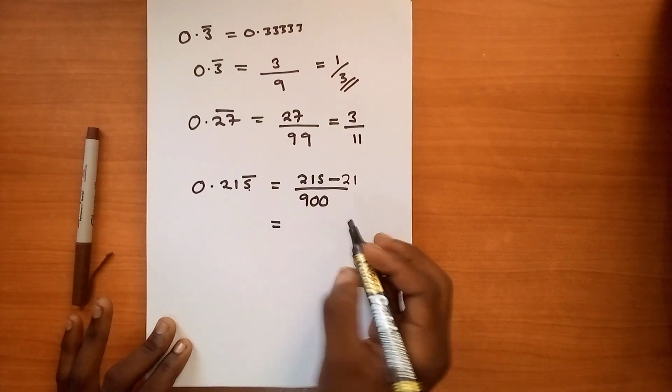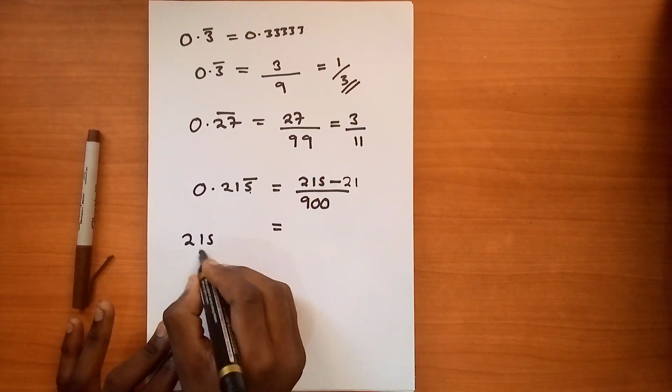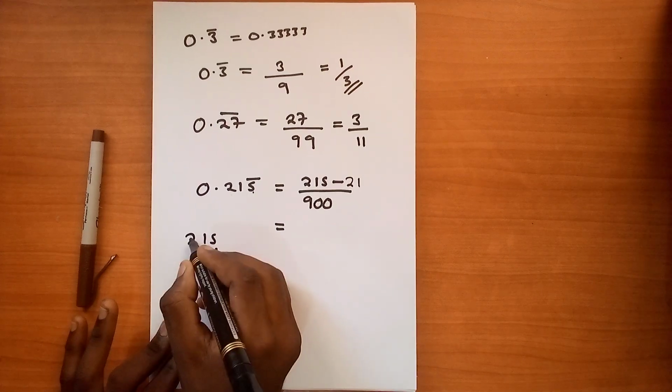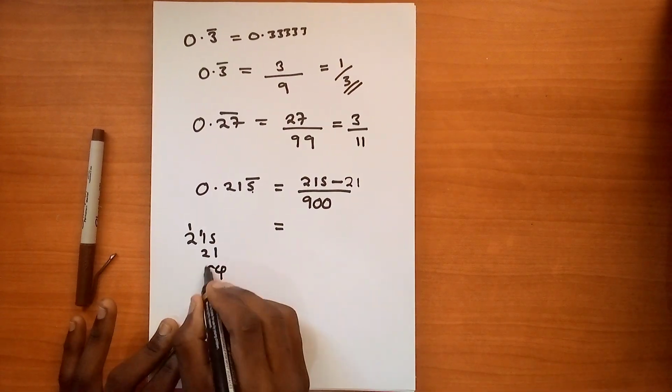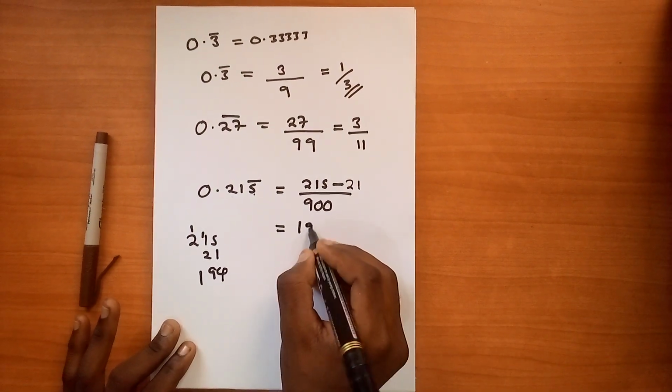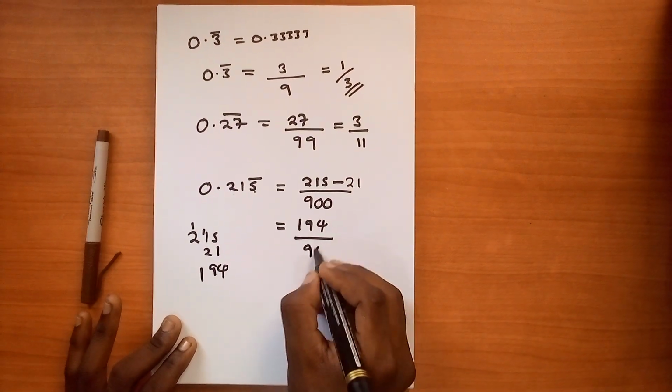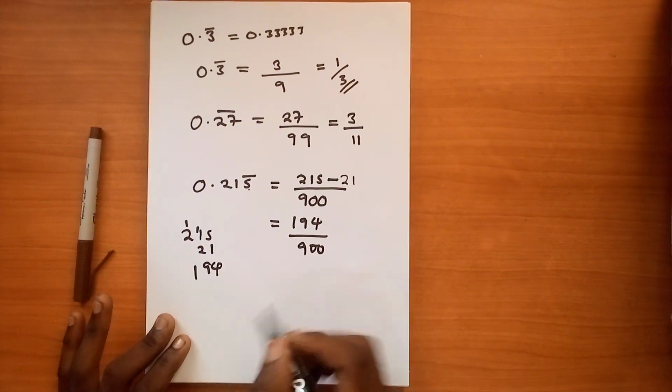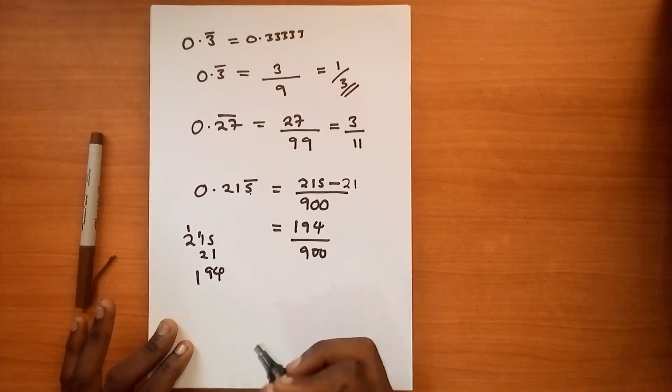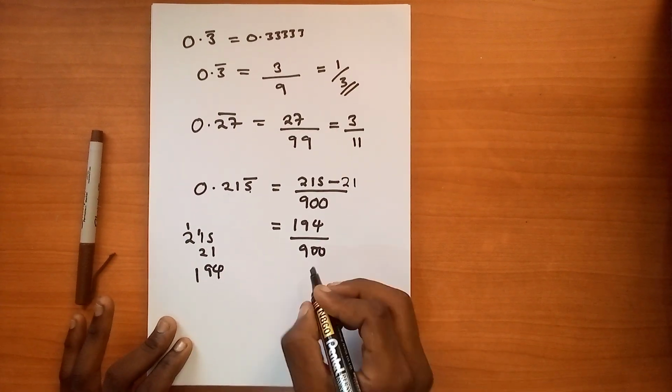Then you work it out. So what is 215 minus 21? This gives you 4, this gives you 9, and this gives you 1. So you get 194 divided by 900. Then you reduce this. You look for common factors. If it can be reduced, you reduce it. If it cannot be reduced, then you leave it here.